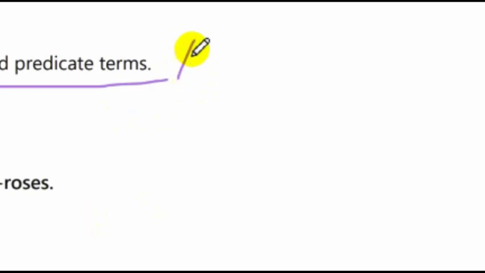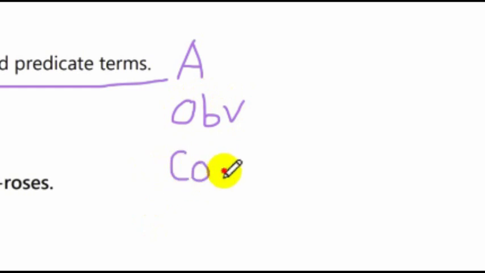Let's start with the A proposition. To convert the A proposition into its contrapositive, either partial or full, the steps to be followed are: first we convert the A proposition into its obverse, in short, and then we do the converse. So A is converted to its obverse, and this obverse is converted into its converse.